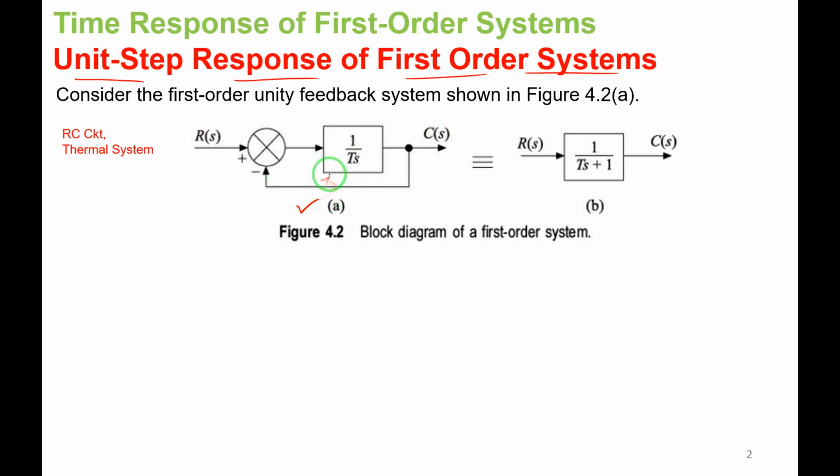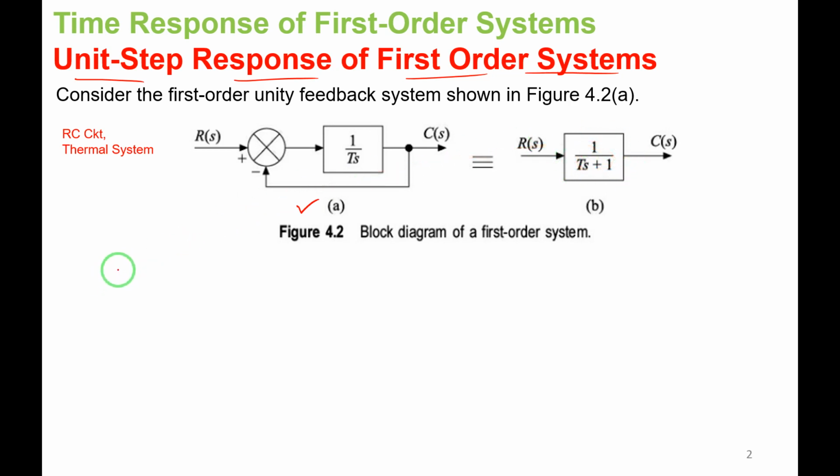Unity negative feedback. And if I take the transfer function C of S by R of S, this is G and this is H. G is 1 by Ts here, H is minus 1 here. So we know how to eliminate the feedback loop: G divided by 1 plus GH. We will get the transfer function as 1 by 1 plus Ts or 1 by Ts plus 1, right? This is the transfer function.